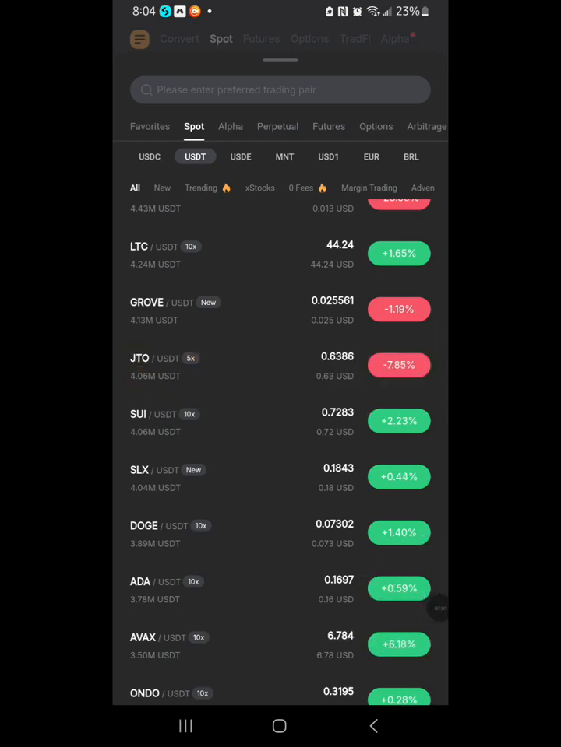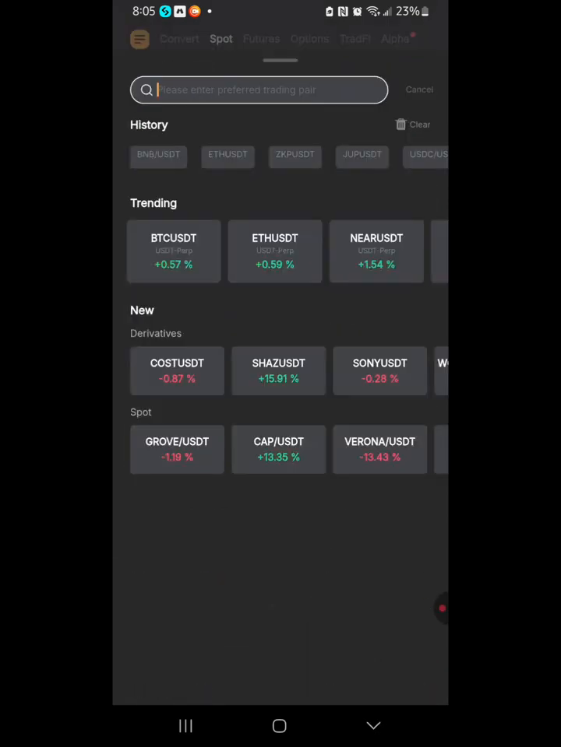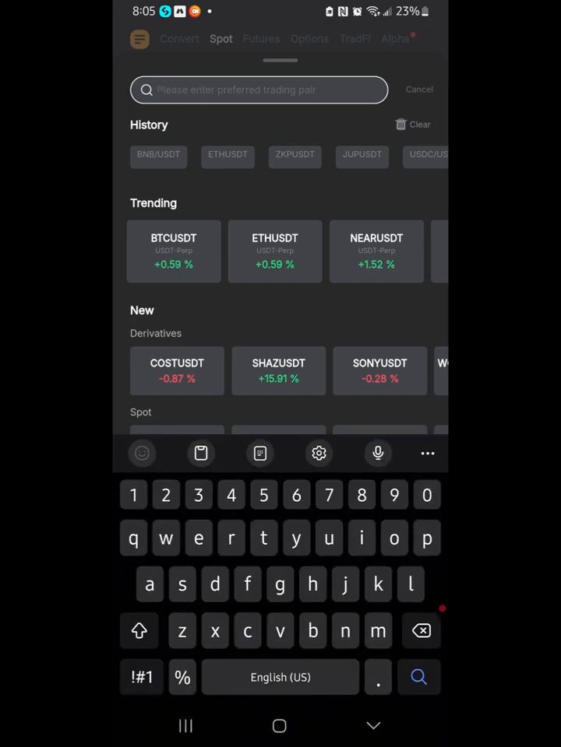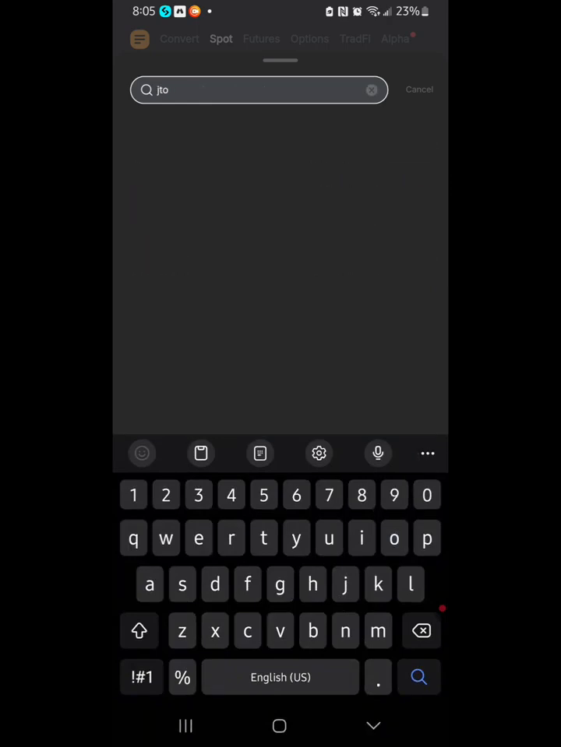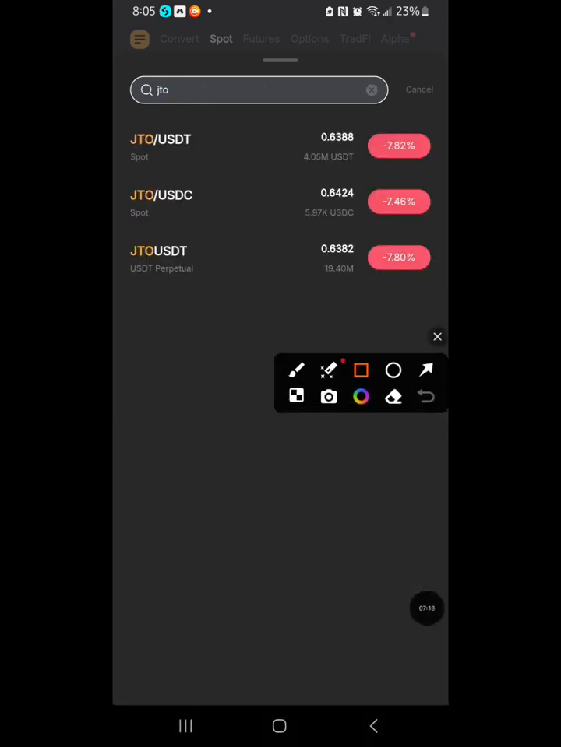And the way you spot an opportunity right after choosing one is by searching up the same JTO on your search bar under spot, so that you can compare the different prices. And as you can see, we have the first price here at 64.24. We have the second price here at 63.88.